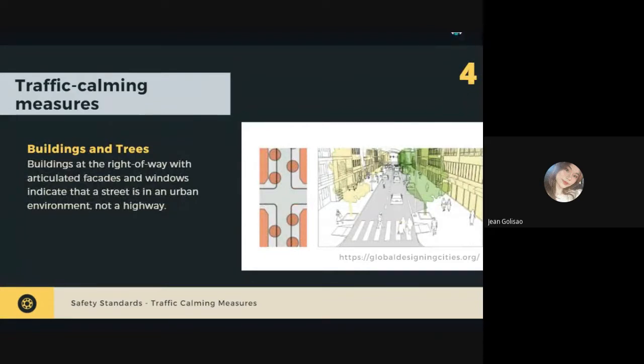So this is the third type of traffic calming measure. So buildings and trees. Buildings at the right of way with articulated facades and windows indicate that the street is an urban environment and not a highway. So on the right side, trees are arranged in a repetitive manner, separating the road from the sidewalk.